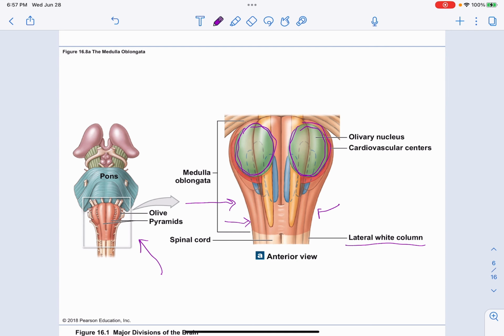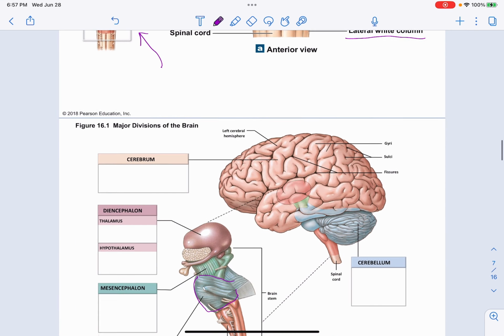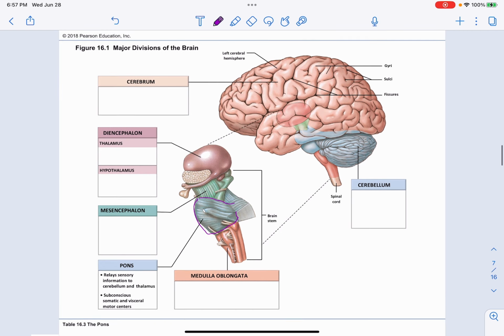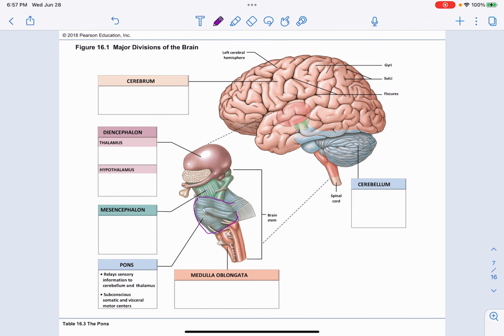All right, let's leave the medulla oblongata behind and move on to the pons, which you can see here in blue. This is the pons, and the medulla oblongata is below it. There are two general functions of the pons. One is also a relay center, and one has to do with the subconscious. So we'll talk about the relay center first.